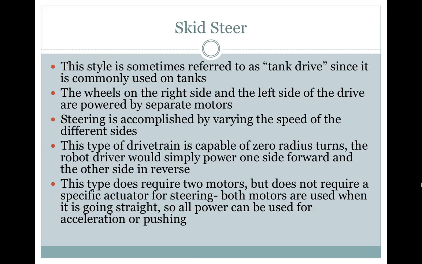Skid steer. This style is sometimes referred to as tank drive, since it is commonly used in tanks. The wheels on the right side and the left side of the drive are powered by separate motors. Steering is accomplished by varying the speed of the different sides. This type of drivetrain is capable of zero radius turns. The robot driver would simply power one side forward and the other side in reverse. This type does require two motors, but does not require a specific actuator for steering. Both motors are used when it is going straight, so all power can be used for acceleration or pushing.